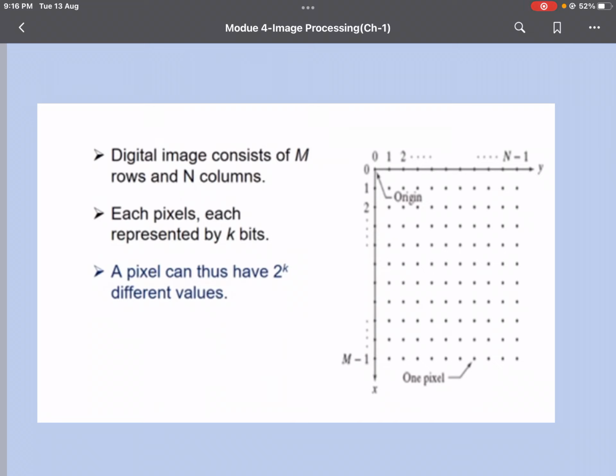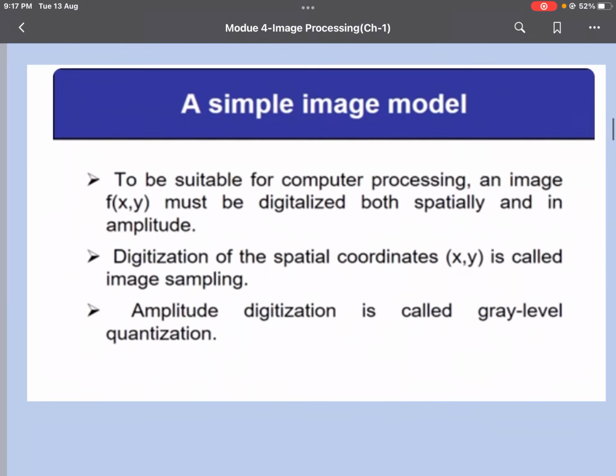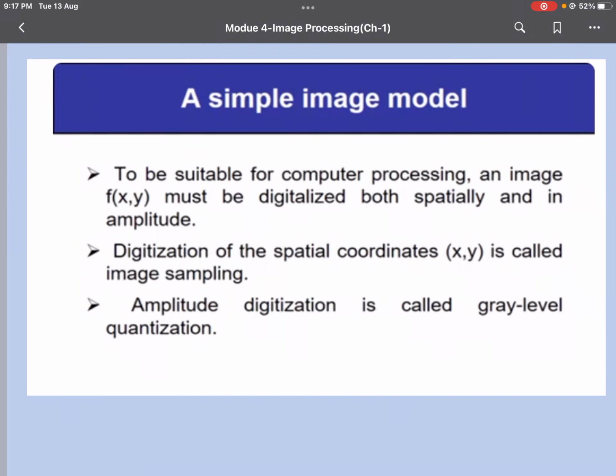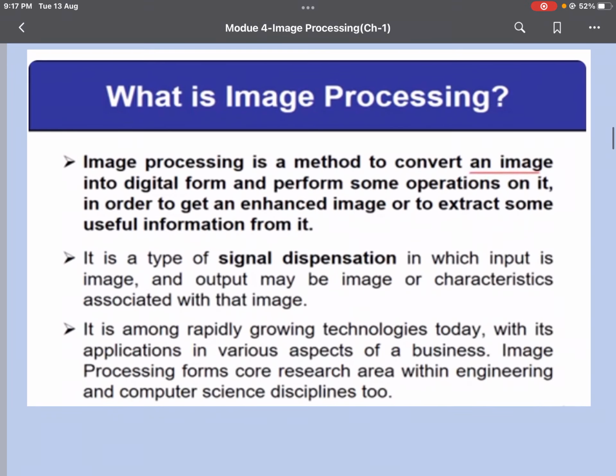A digital image consists of m rows and n columns, and each pixel is represented by k bits, so a pixel can have 2 to the power of k different values. In a simple image model, to be suitable for computer processing, an image f(x,y) must be digitized both spatially and in amplitude. Digitization of the spatial coordinates (x,y) is called image sampling, and amplitude digitization is called gray level quantization.